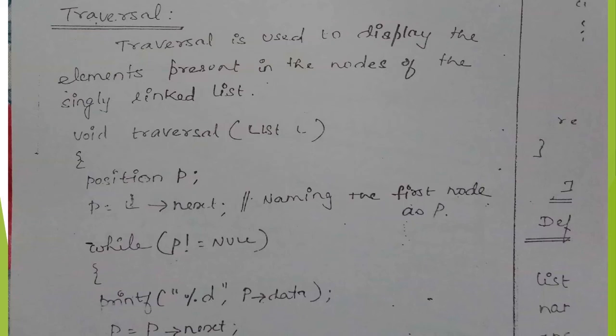Next operation is traversing the linked list. The traversal operation is used to display the elements present in the nodes of the singly linked list. In this routine, traversal, header L's next value will be assigned as P. If P is not equal to null, print P's data. Next assign P node's next node as P and print P's data until P is equal to null. So the full list will be printed on the screen.